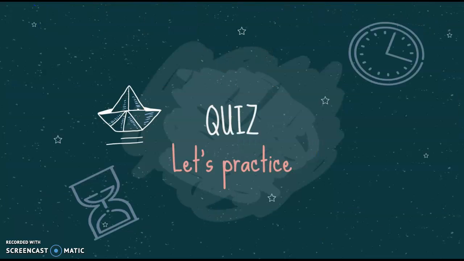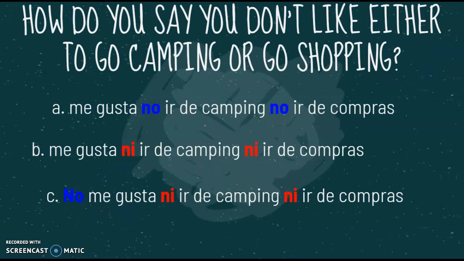Okay, so we're going to have a little quiz. Let's practice. How do you say you don't like either to go camping or go shopping? A. Me gusta no ir de camping, no ir de compras. B. Me gusta ni ir de camping, ni ir de compras. C. No me gusta ni ir de camping, ni ir de compras. Keep in mind that you use no before the verb gustar, and then ni before each of the things you don't like. So the correct answer is C. No me gusta ni ir de camping ni ir de compras. Here you don't see the word ni, so you cannot pick this one. In the other you don't have the word no, so this is the correct one.